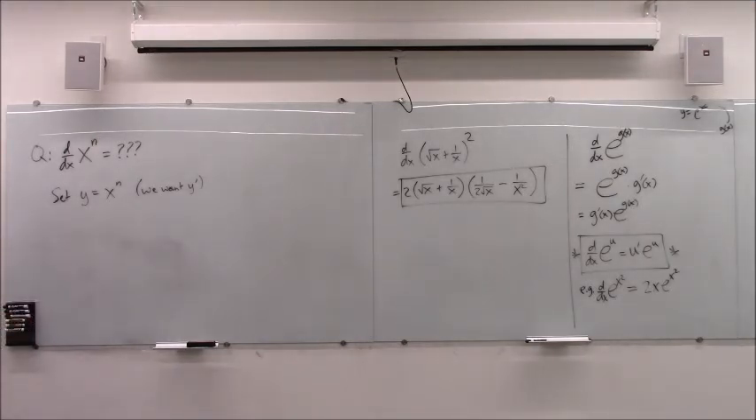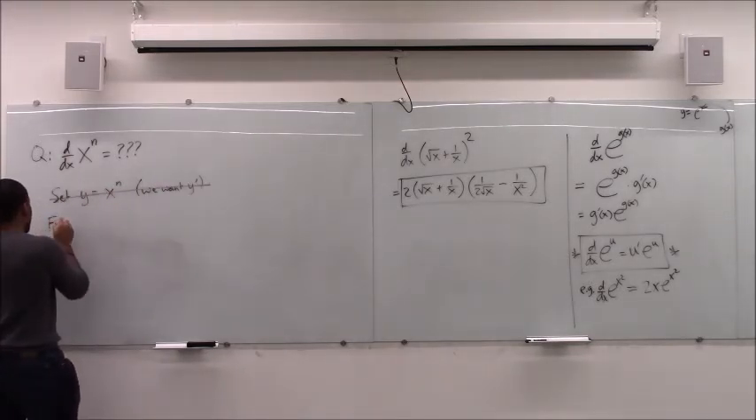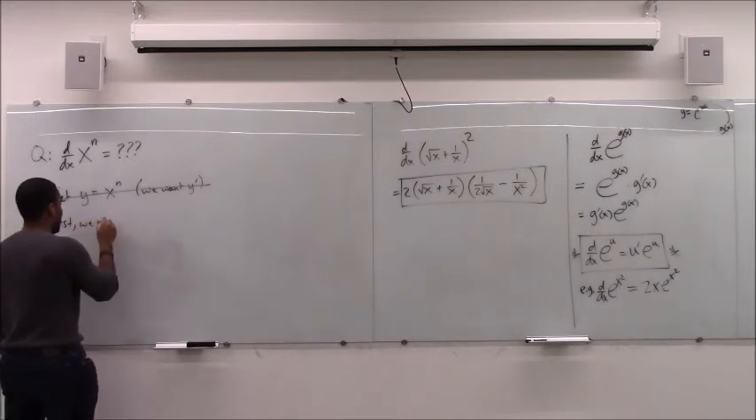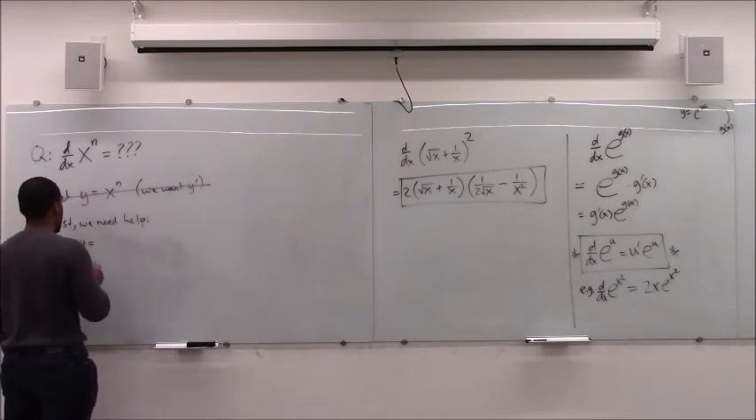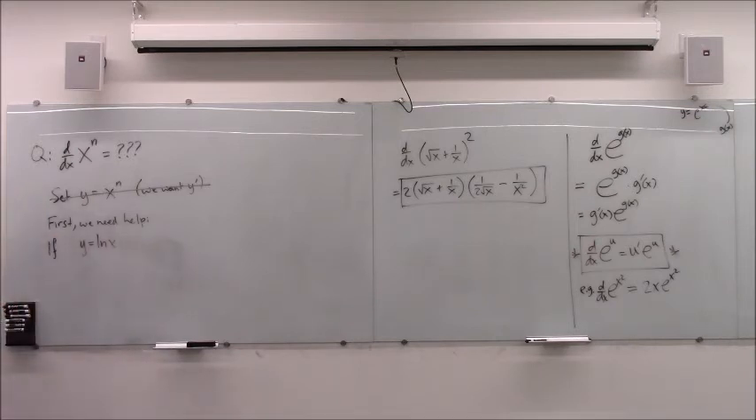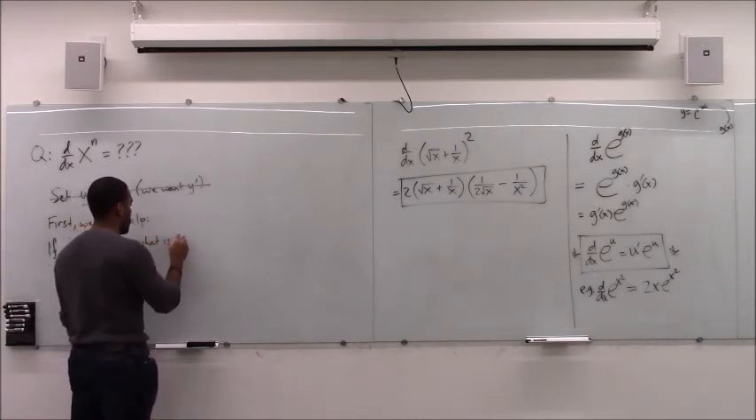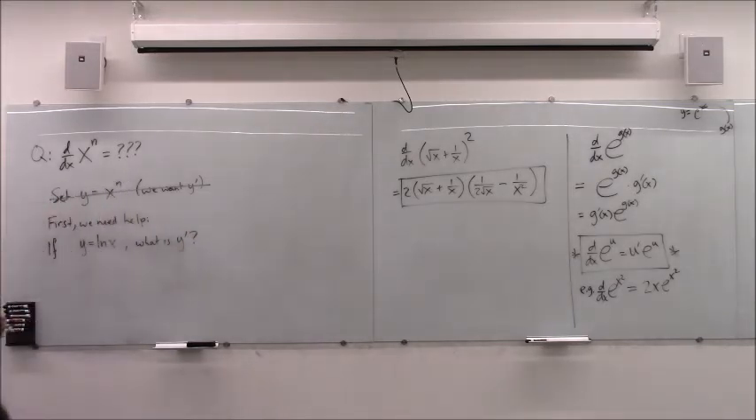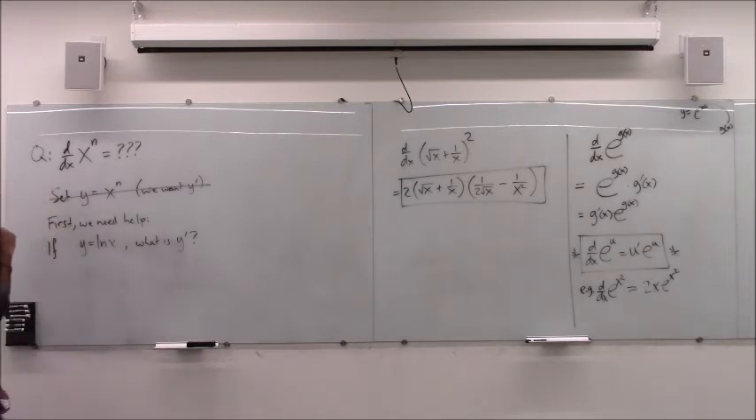Oh, there's something else I need to do. First, we need help. What I'm going to do is figure out the derivative of ln. That's going to help us out here. Because with the ln, I'm not going to have to expand anything. We'll figure out this guy, and then it's going to be easier to figure out that guy, you're going to see. Okay, so if my y is equal to ln x, how can I find y prime?